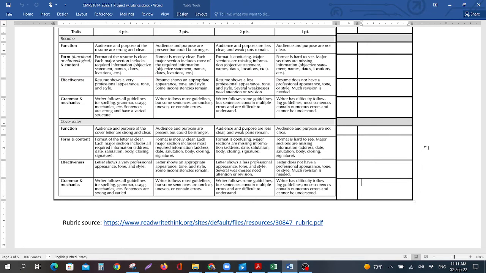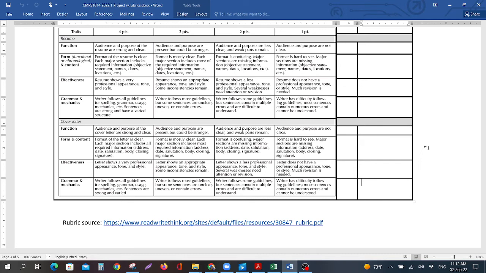You're not casually asking for this position, you're speaking formally, right? The writer follows all guidelines for spelling, grammar, and usage mechanics. Sentences are strong and varied, so you don't want to repeat yourself a lot. You don't want to use the word "and" a lot. You don't want to say, I like to do this, I like to do that, I feel I'm good here, I feel I'm good there. You want to be very careful with your words.